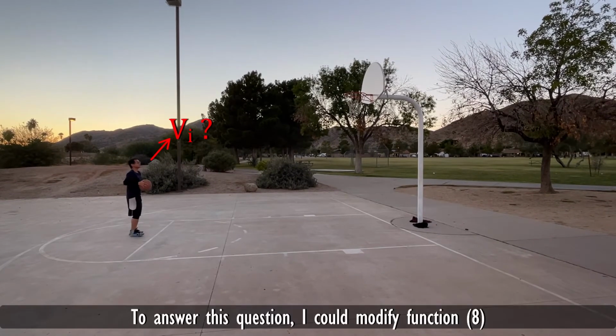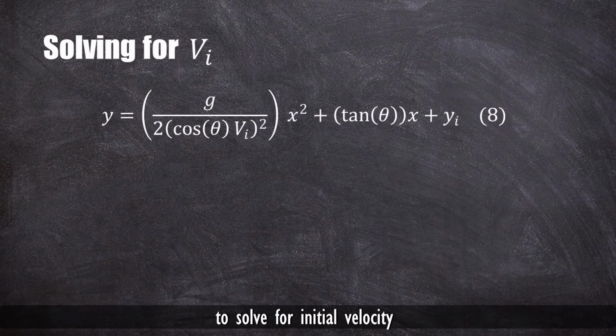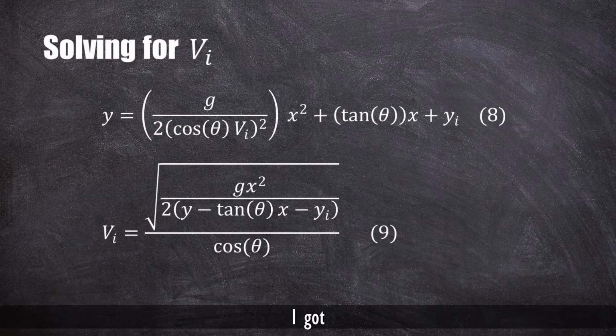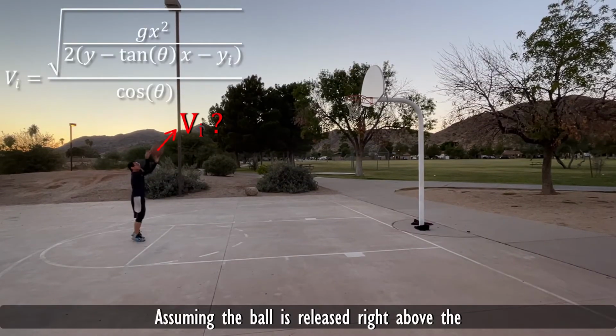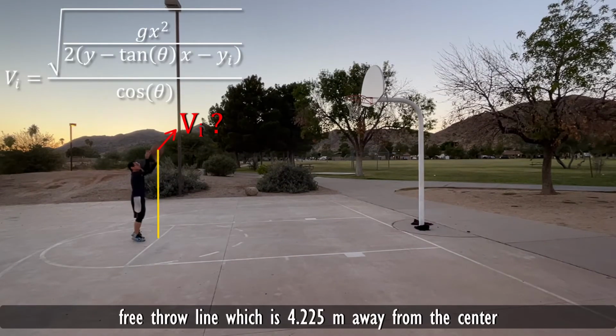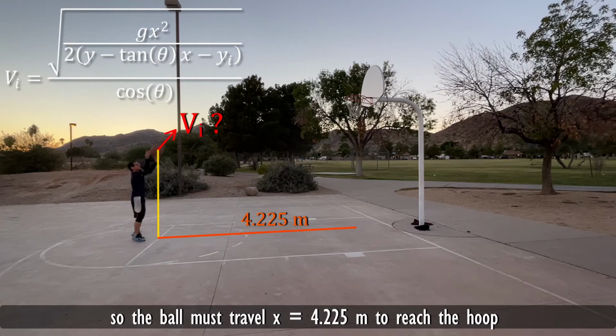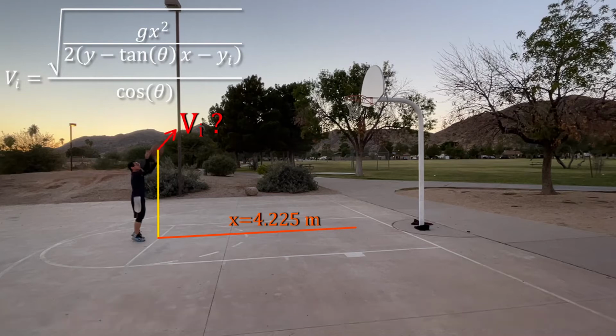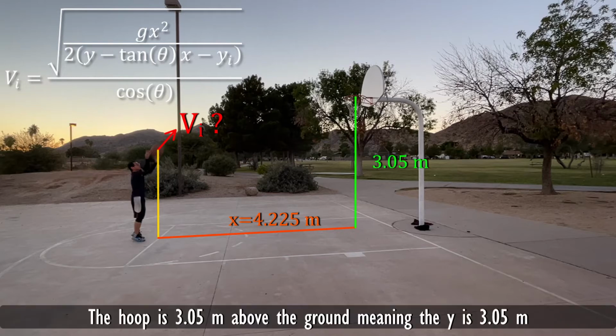To answer this question, I could modify function 8 to solve for initial velocity. I got it, assuming the ball is released right above the free throw line, which is 4.225 meters away from the center of the hoop. So the ball must travel x equals 4.225 meters to reach the hoop. The hoop is 3.05 meters above the ground, meaning y is 3.05 meters.